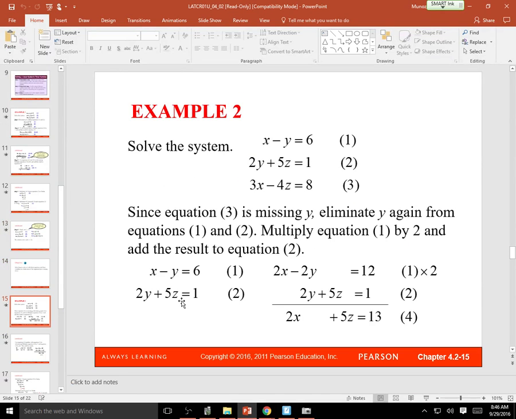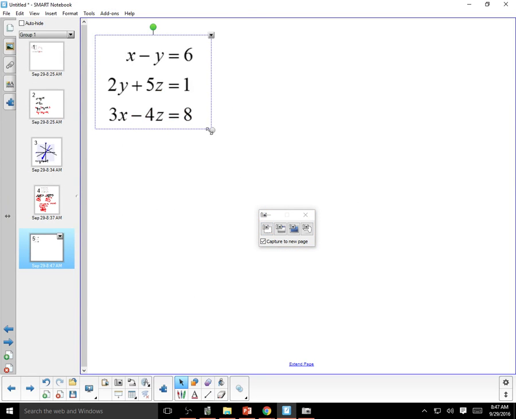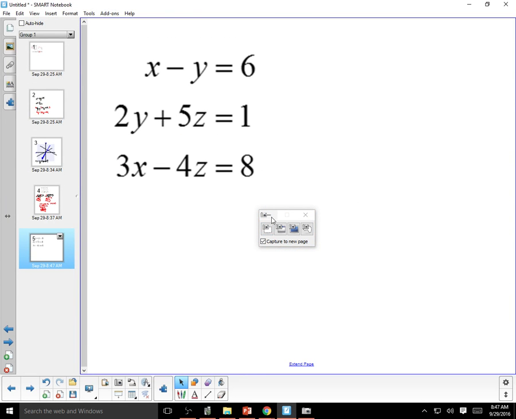Next one. Is that a new one? Yeah, example 2. All right, let's see here. Why did they choose this example? Because why not? So this one has some missing variables in it.